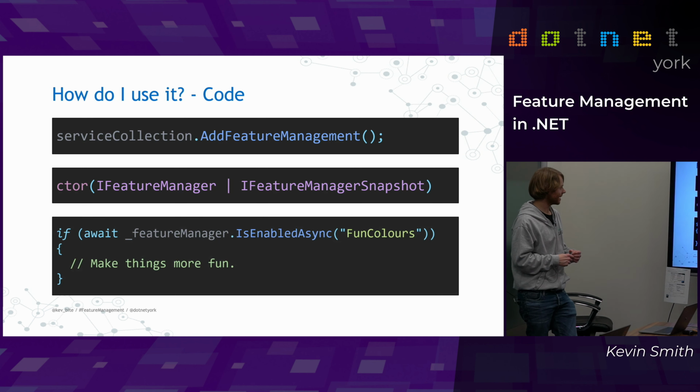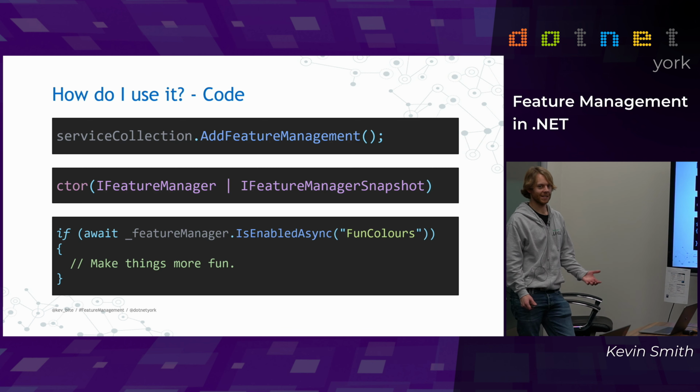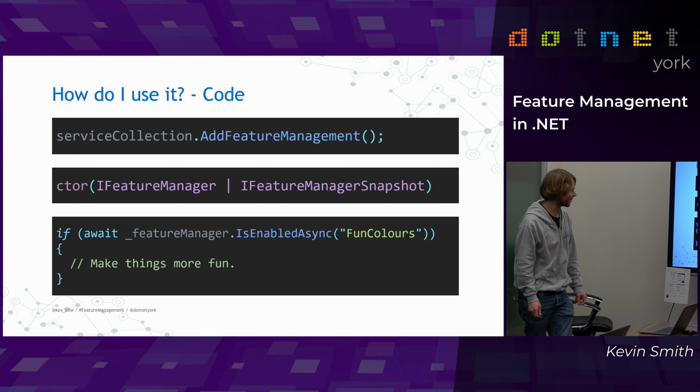And then if you want to evaluate it, we pretty much just do the same if statement that we showed on the first page. This has got an await in front of it, and that's because it uses IO-bound operations like reading files from disk, using network communication and stuff like that. And then we just pass in a string, which is the feature that we want to check. And then if it's evaluated true, then we just make things more fun. So if fun colors are enabled, we make things more fun.